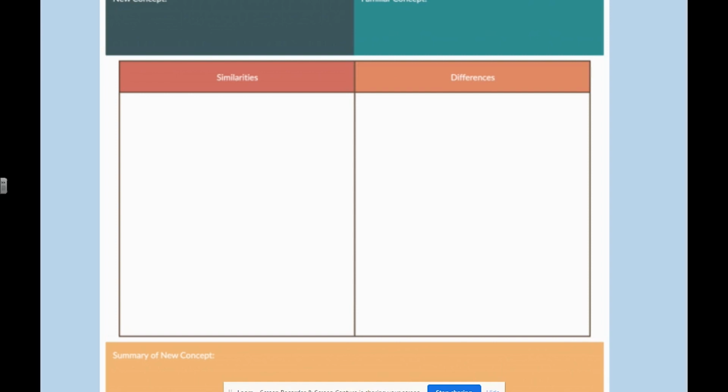What are the similarities between? What are the differences? Then produce a summary of the new concept for them. So you're providing that scaffold for them to be able to access a question that might just be on an exam paper, 10 blank lines. That's scary, that's daunting, but actually you put this scaffold in place, enable them to access it, enable them to succeed.